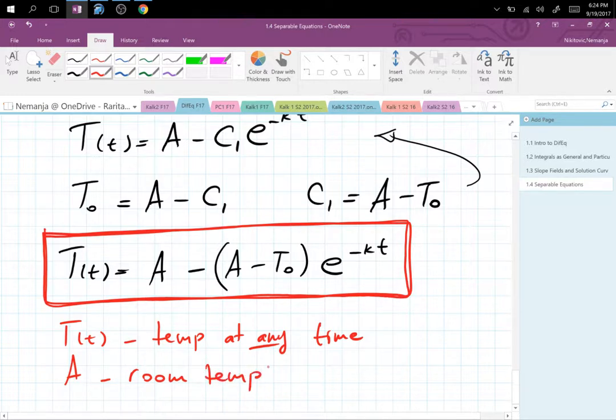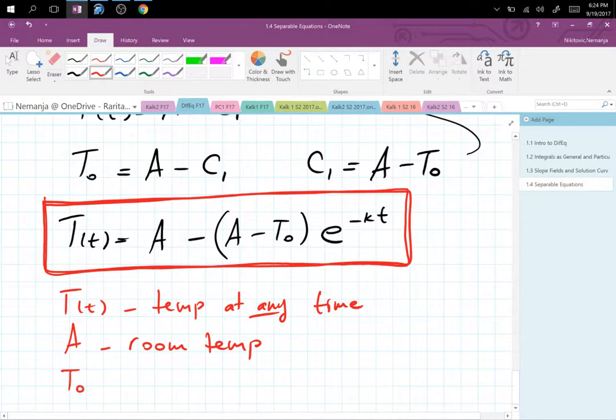So if you are baking something, that's the temperature of the oven, because that's the room in which the chicken is, right? And then you have T0, which would be the initial temperature of the chicken. That's the temperature of the chicken before it goes into the oven. No, well, that would be the room temperature of the kitchen.